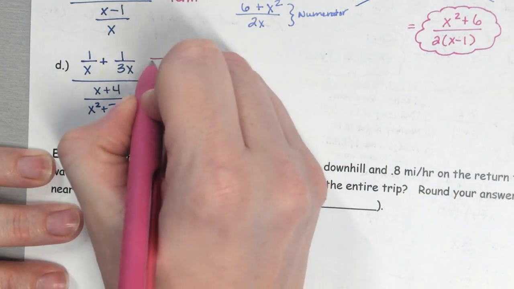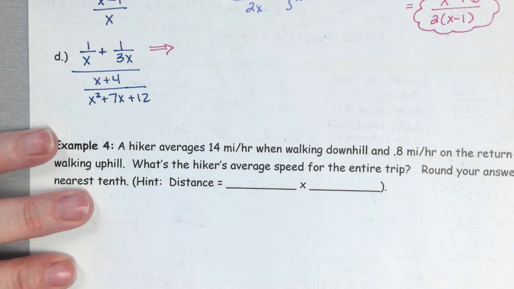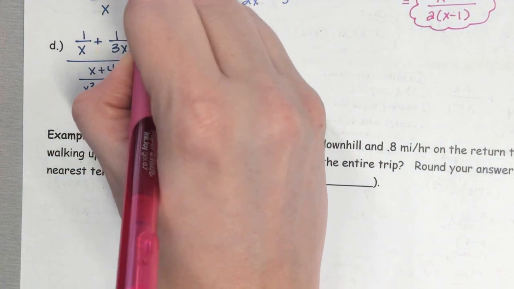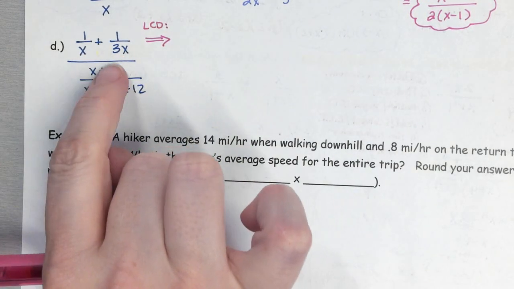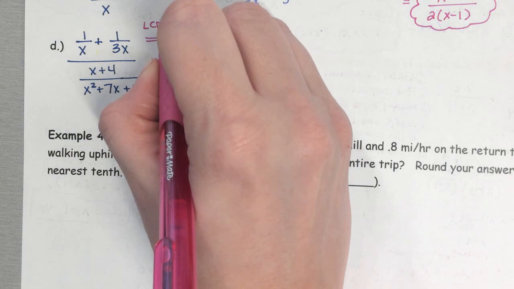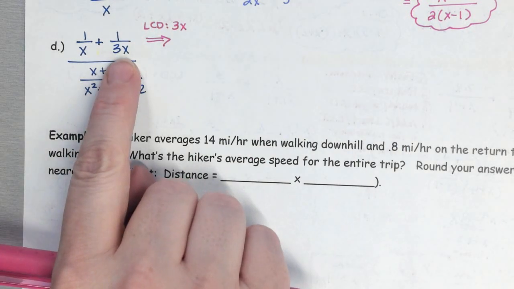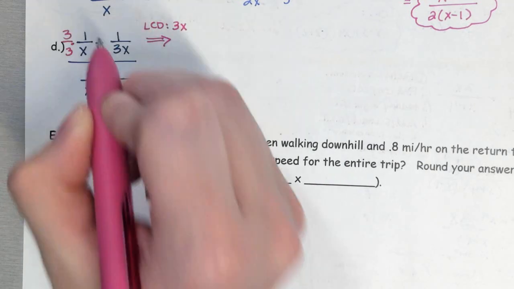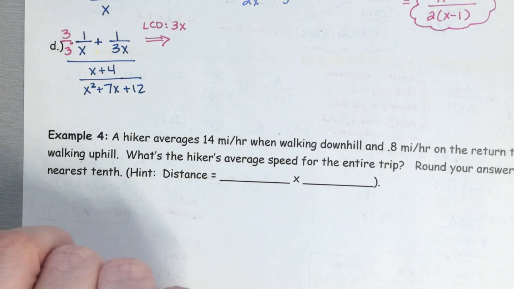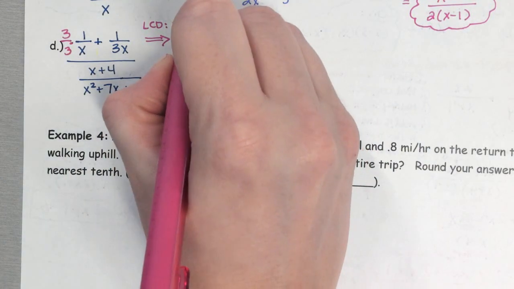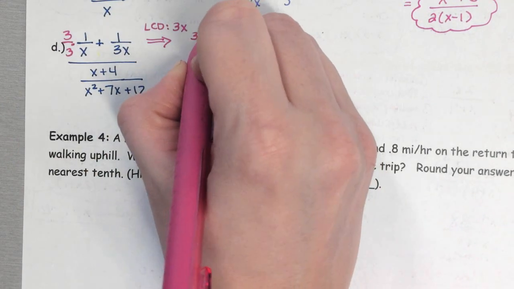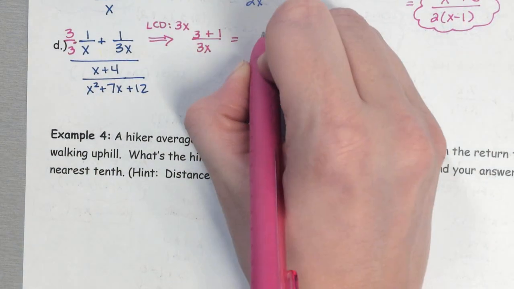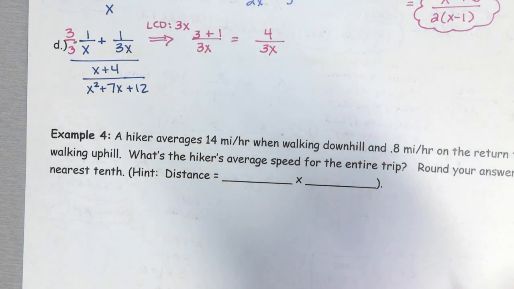So to simplify the numerator, this is very similar to what we did in problem C. What's going to be your LCD for the top? X will be part of it. What else? 3. Okay, so this one already has the LCD, so what do I have to multiply here? Times 3, because 3 times x is 3x. Okay, so then I have 3 times 1, which is 3, plus 1 over 3x, which is going to be what? 4 over 3x.